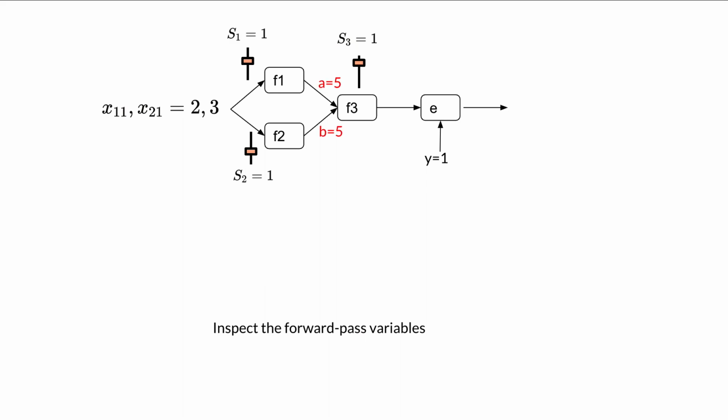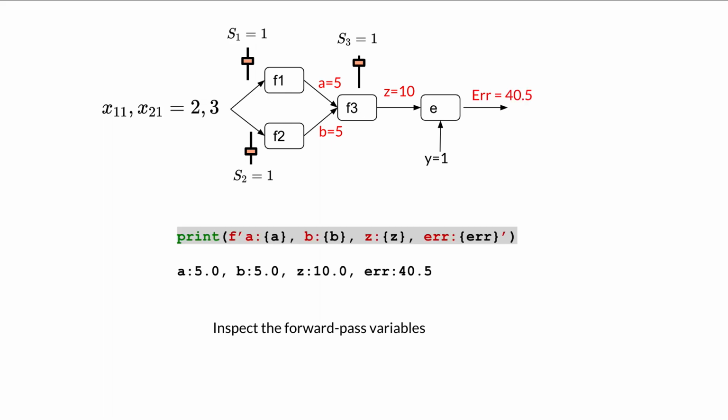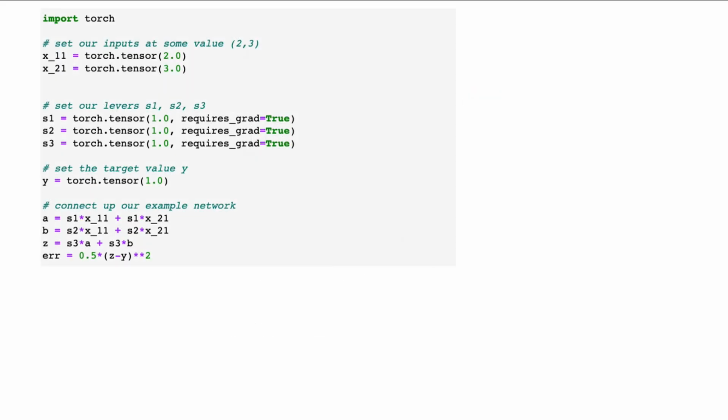So first of all, we do the forward pass and we can inspect these. It's the same as in part 2. The weighted sum of 2 and 3 is 5 for A and B, is 10 for F3, and then our error function is 40.5. And indeed, if we run our Python code and print out those variables, we'd get concurrence with the same values. So then what next?